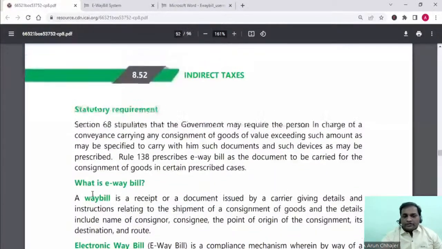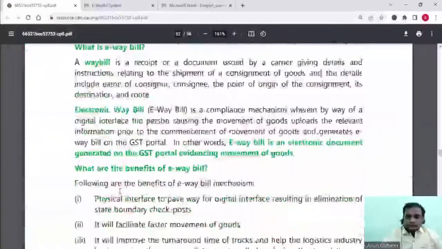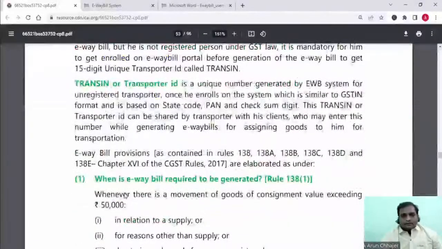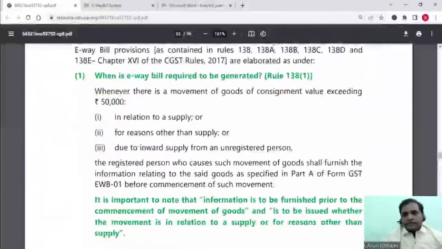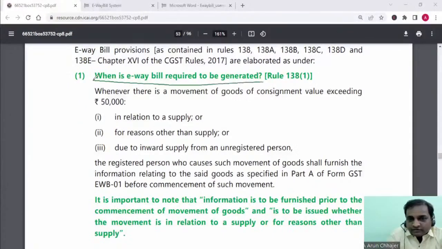So now moving to some provision. The basic provision is governed in Rule 138, and also we will discuss 138A, 138B, 138C, 138D, all the provisions we will discuss. Question number 1: when is an e-way bill required to be generated?